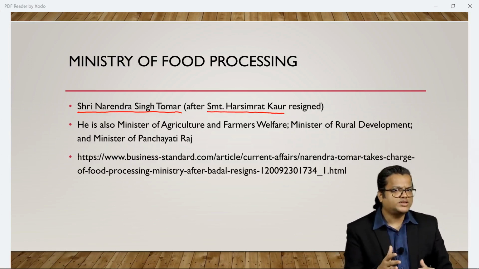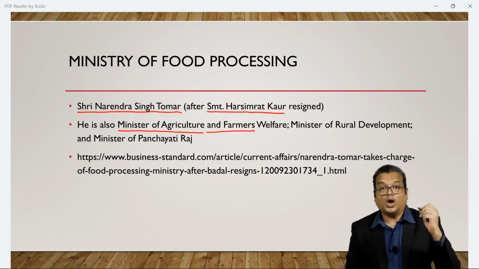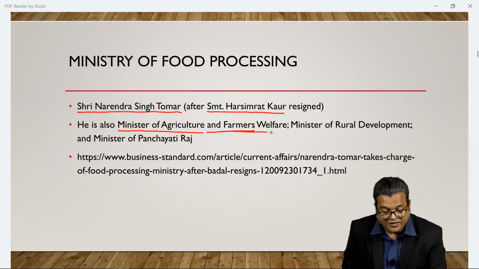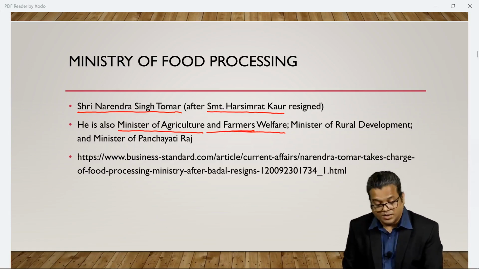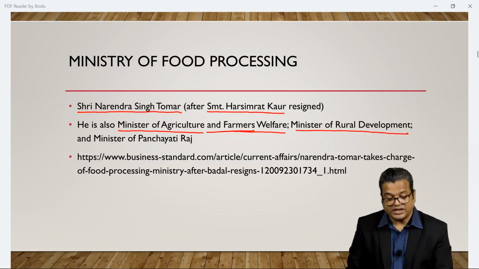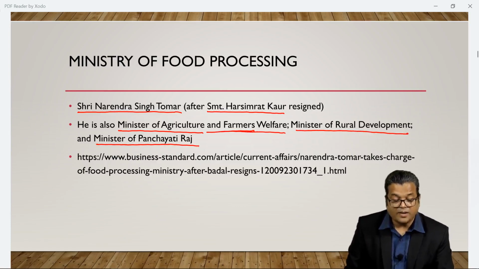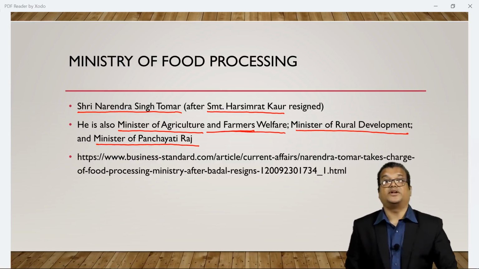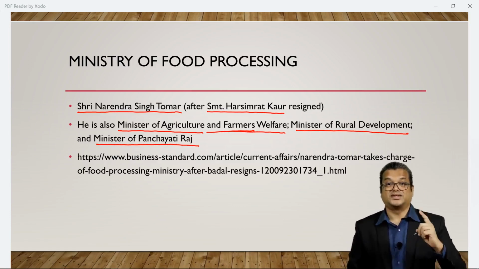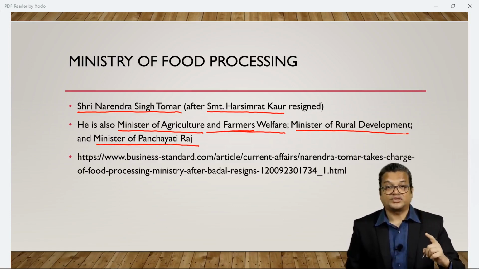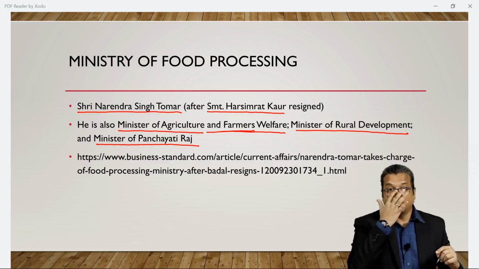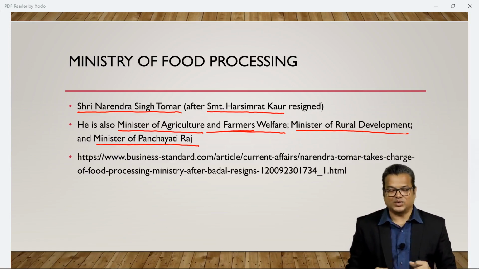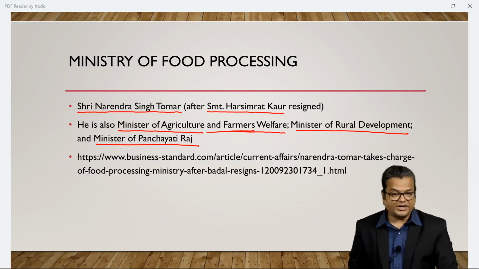Is he the only minister for this? No. Along with that, he is also Minister of Agriculture and Farmers Welfare, Minister of Rural Development, and Minister of what? Panchayati Raj. Right friends? So you have to remember these updates, correct? So the latest Ministry of Food Processing in charge is who? It is Shri Narendra Singh Tomar. Okay, fine. Let's go ahead. One more such update.